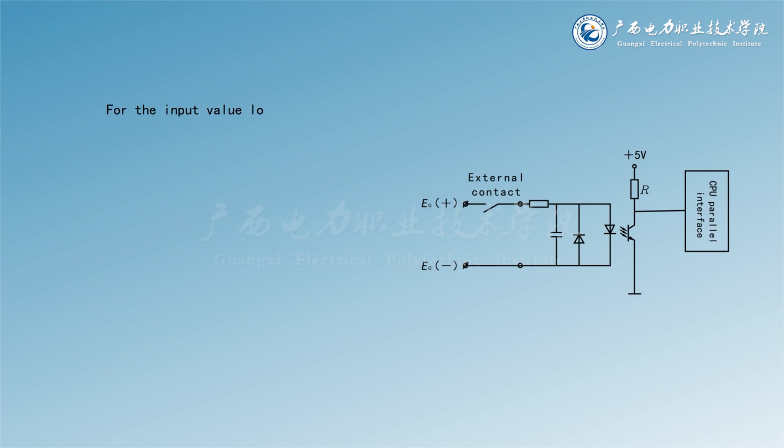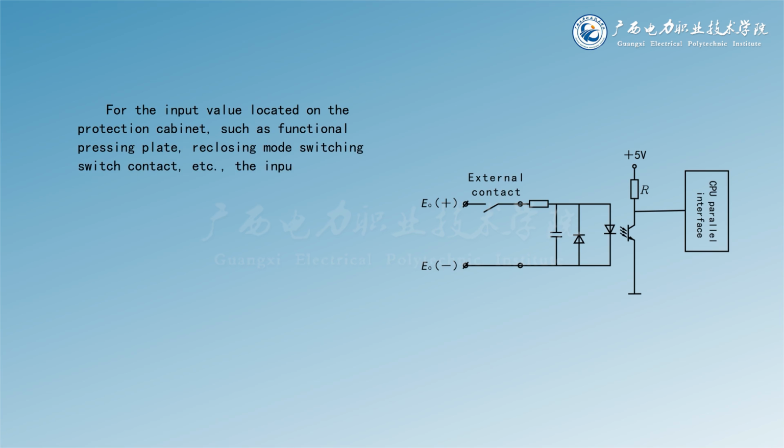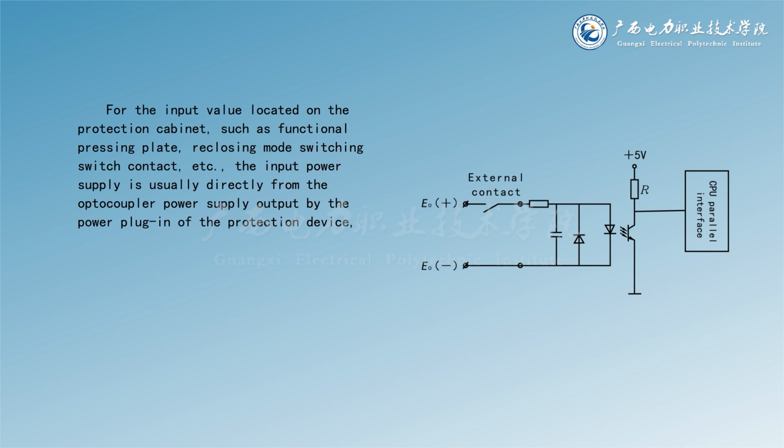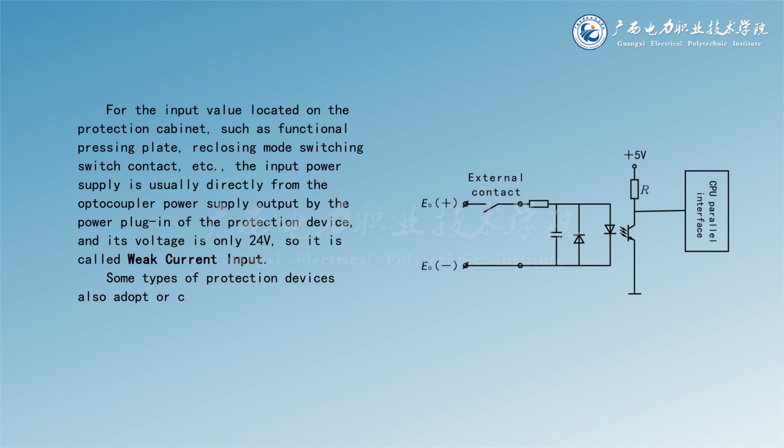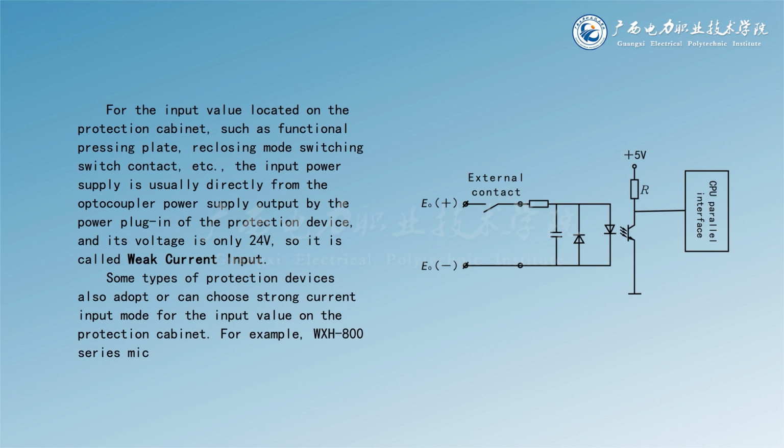For the input value located on the protection cabinet, such as functional pressing plate, reclosing mode switching switch contact, etc., the input power supply is usually directly from the optocoupler power supply output by the power plug-in of the protection device, and its voltage is only 24 volts. So it is called weak current input. Some types of protection devices also adopt or can choose strong current input mode for the input value on the protection cabinet. For example, WXH800 series microcomputer protection devices adopt strong current input mode.